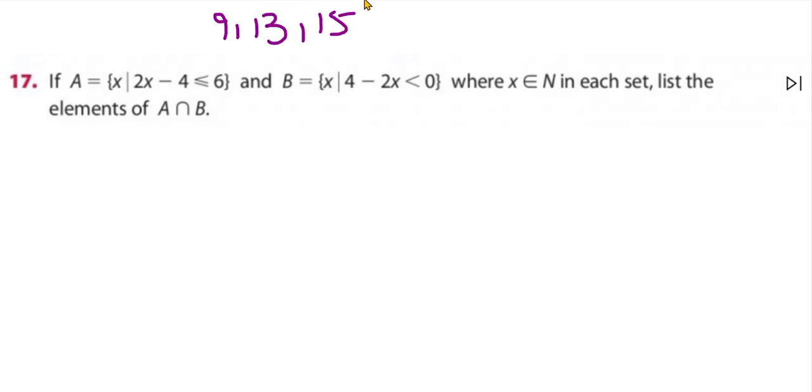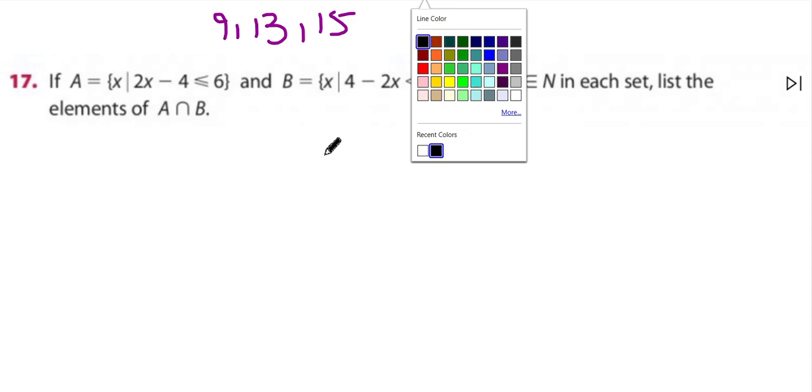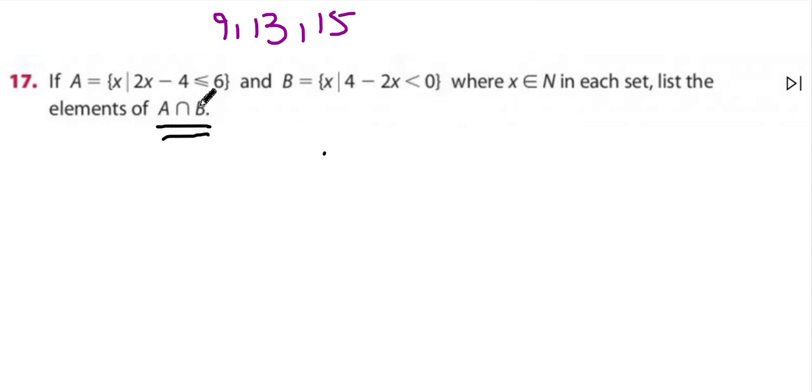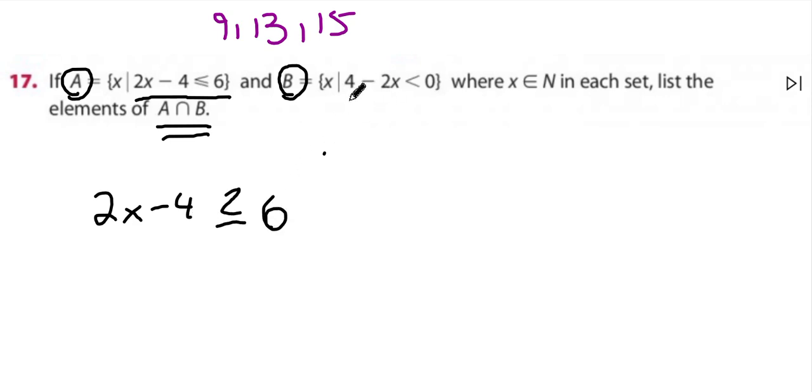Now, with question 17, don't get too bogged down for a second, okay? So what we're looking at is C equals A intersection B. That means it wants you to join the answer of A with the answer of B. And look at A. This is the only part of A that we're interested in: 2x minus 5 less than or equal to 6. Look at the part of B we're interested in: 4 minus 2x less than 0. So what I'd like you to do is work the two of them out separately, and then we'll come back and finish it off.